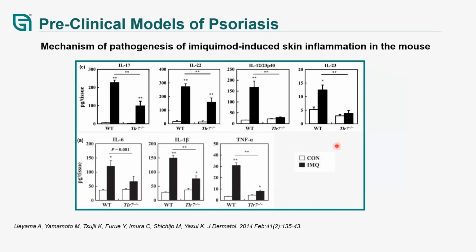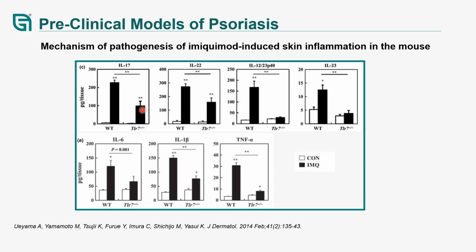This slide shows the mechanism of pathogenesis of IMQ-induced skin inflammation in the mouse, with dramatic increases in many pro-inflammatory cytokines. IMQ-induced skin inflammation is critically dependent on the IL-23, IL-17 axis. Dermal IMQ application induces the expression of IL-23 p19, IL-17A, and IL-17F in the dorsal skin, as measured here. This demonstrates the critical role of IL-23 in IMQ-induced skin inflammation.